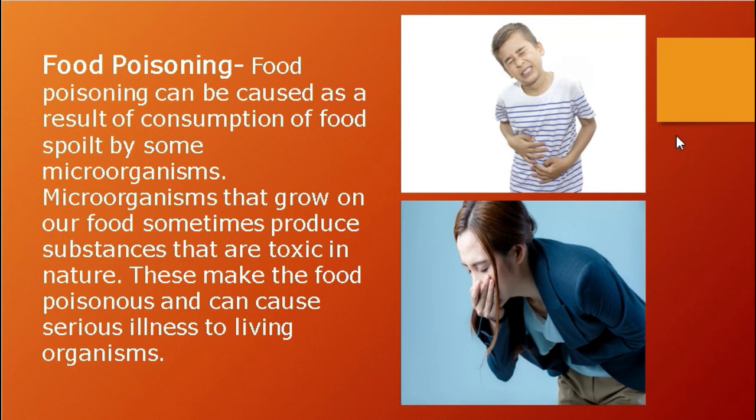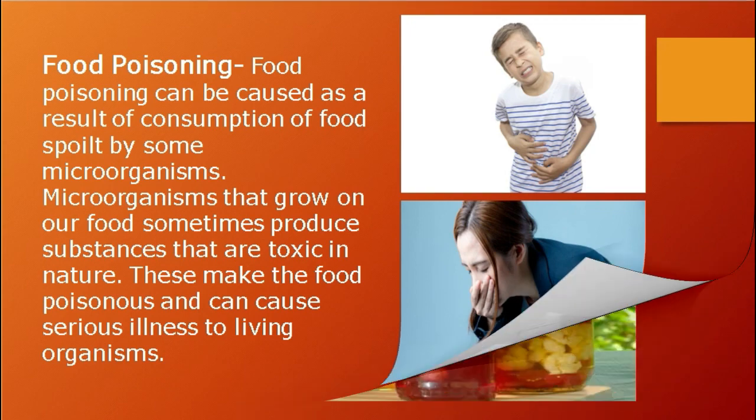Students, food poisoning could be due to the consumption of food spoiled by some kind of microorganism like bacteria, protozoa, any kind of microorganism. Microorganisms that grow on our food sometimes produce toxic substances. These make the food poisonous, causing serious illness and even death also. Students, so it is very important for us to preserve our food to prevent it from being spoiled.